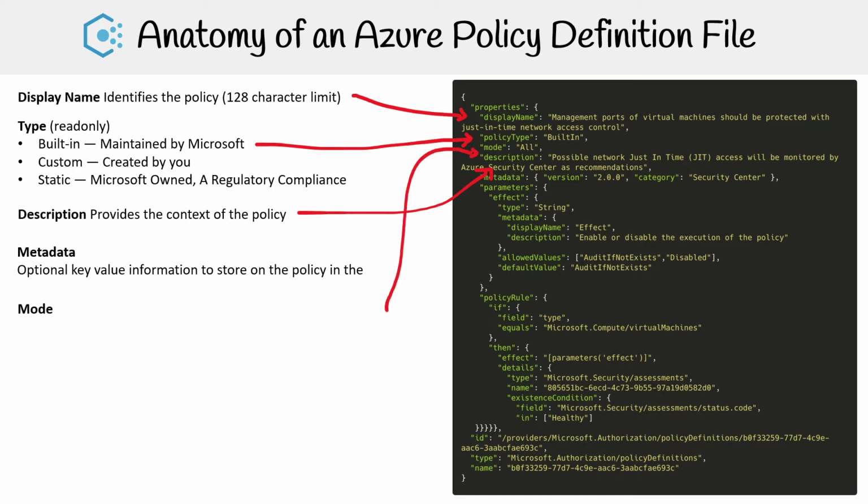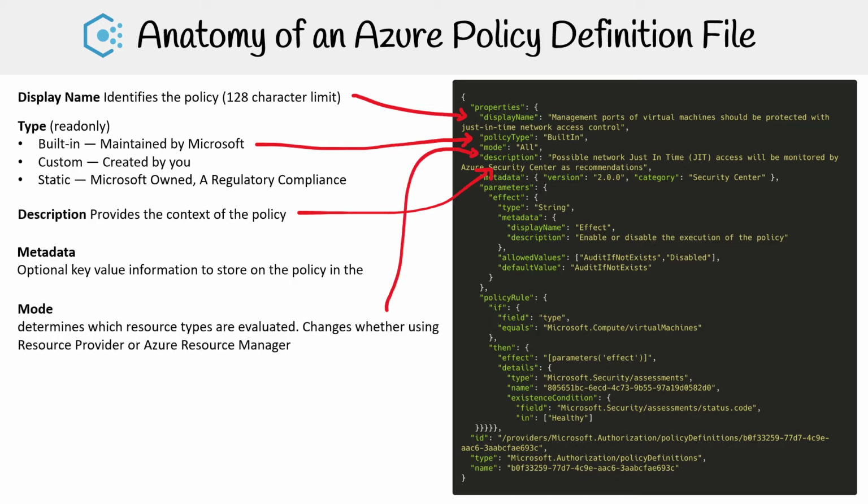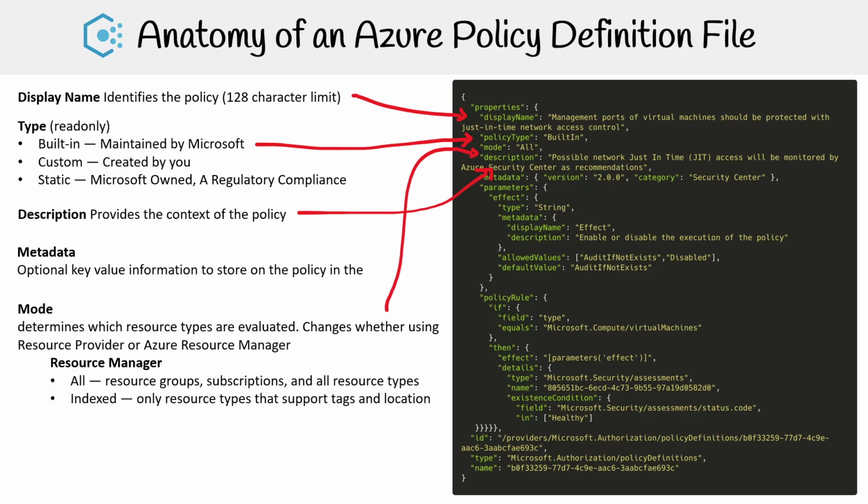Then you have the mode. And so the mode is determined by the type of resource it is. And so it can either be a resource provider or an Azure Resource Manager mode. For the case of Resource Manager, it's going to either be all or index. And so for all, that's going to basically select everything like resource groups, subscriptions, and all resource types. And for index, it's only going to be resource types that support tags and locations.